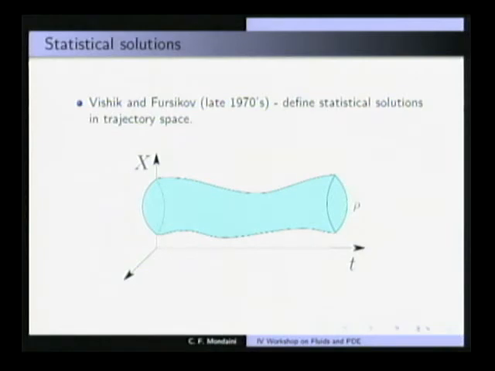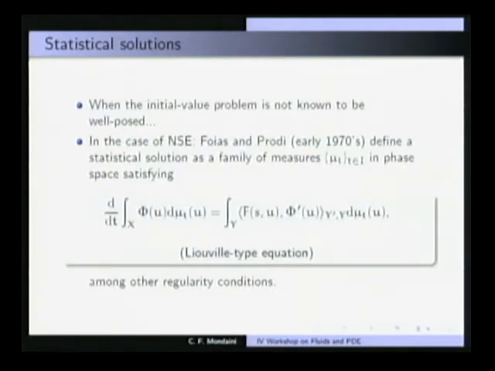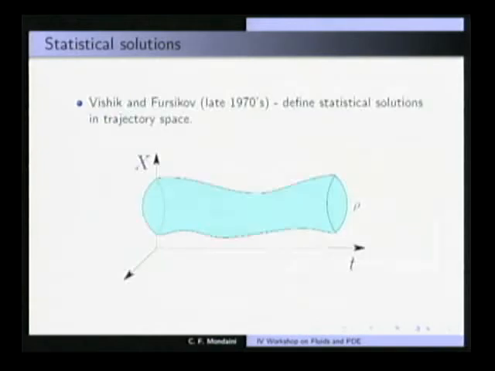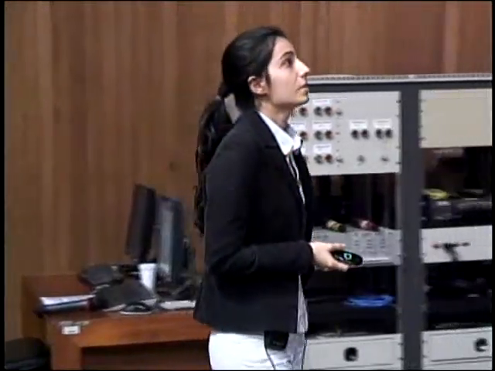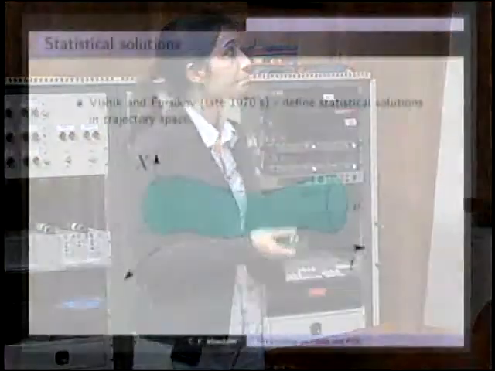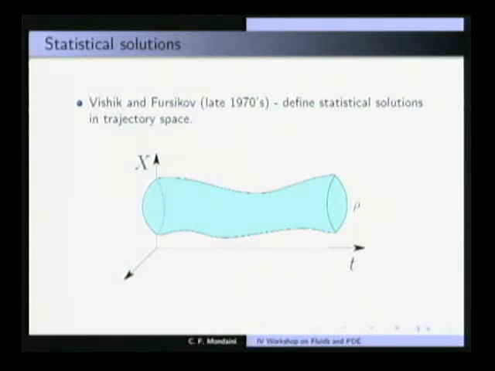So these were statistical solutions in phase space. And then Vishik and Fursikov in the late 70s defined a different type of statistical solutions, which were defined on trajectory space. This was a measure rho carried by a tube like this. And this tube would be the carrier of your measure rho, which contains almost all of your trajectories.